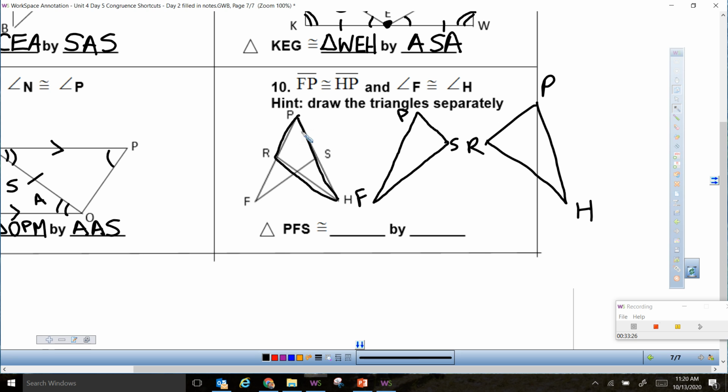So let's see if that's helpful at all. Hopefully our hint is helpful. Okay, so it says that side FP, so here's FP, is congruent to side HP. Then it tells us that angle F is congruent to angle H. Now, in order for those to be congruent, we have to have three things that are congruent. So right now we only have two things. We have an angle pair and a side pair. So we're missing one thing.